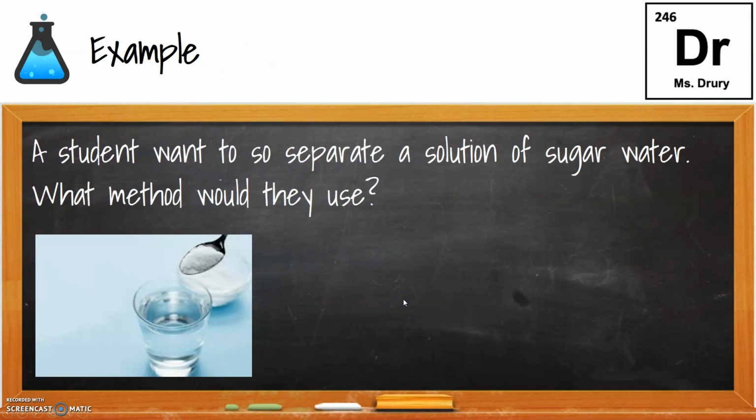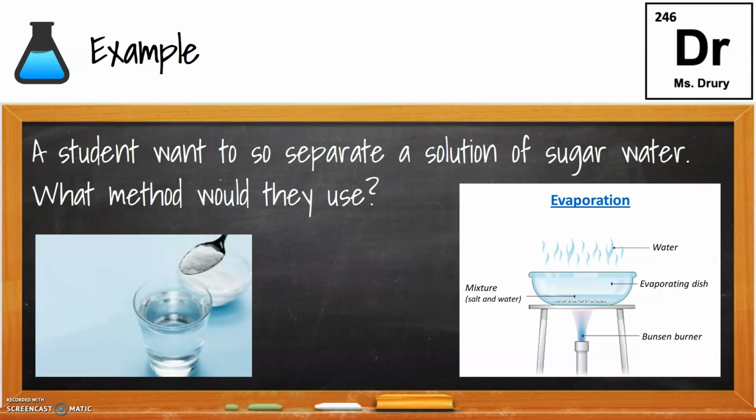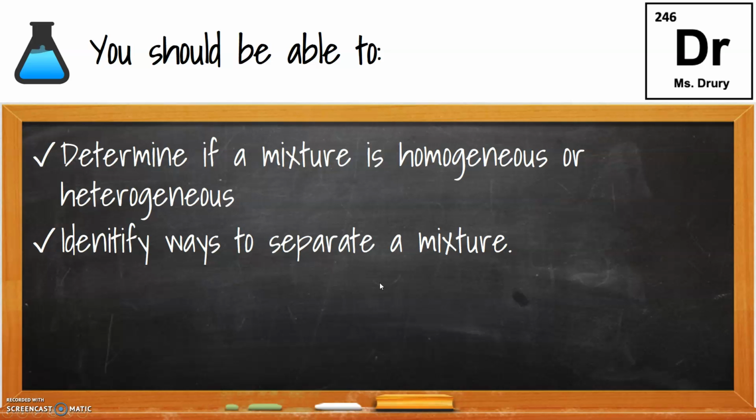So as an example, a student wants to separate a solution of sugar water. What method would they use? If the sugar is dissolved in the water, I can't see the parts, I can't filter it out. So in that case, I'm going to use distillation or evaporation. So I would evaporate the water off or boil the water off to get the solid to remain. At this point, you should be determining if a mixture is homogeneous or heterogeneous and identify ways to separate a mixture.